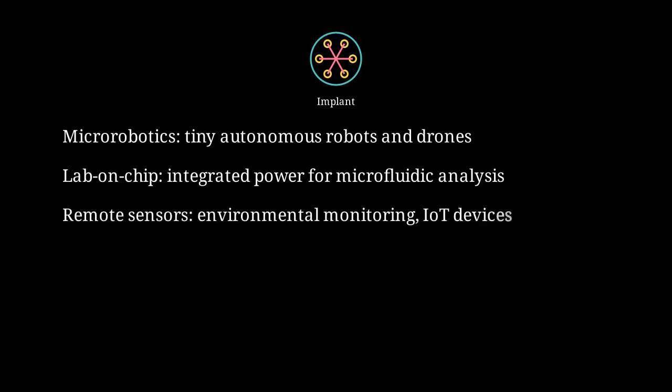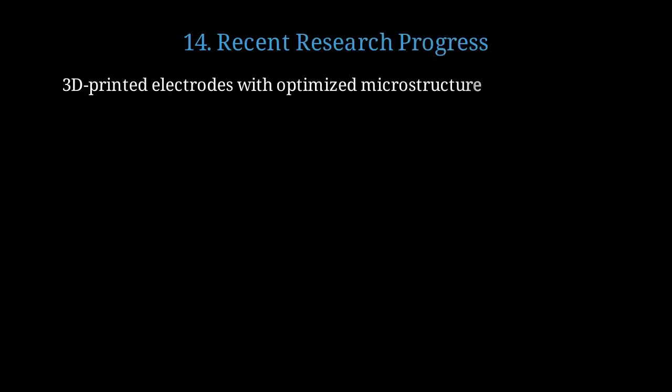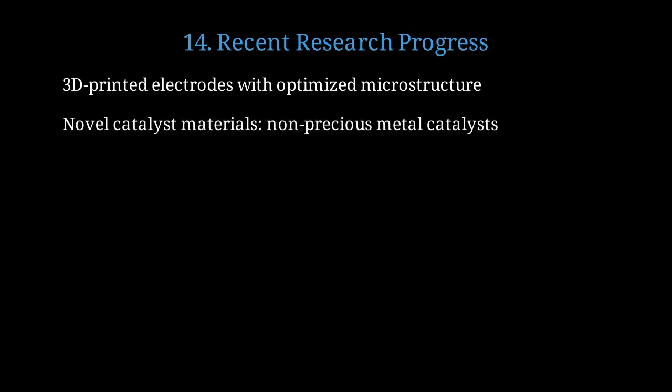Remote environmental sensors and Internet of Things devices can operate for months or years on small fuel cartridges. Let's review exciting recent advances in microfluidic fuel cell technology. Three-dimensional printing enables electrodes with precisely controlled porosity and surface area, improving mass transport and reaction kinetics. Researchers are developing non-precious metal catalysts based on nitrogen-doped carbon, metal oxides, and enzymes to reduce cost. Replacing platinum with earth-abundant catalysts can reduce electrode cost by 90% while maintaining reasonable performance.